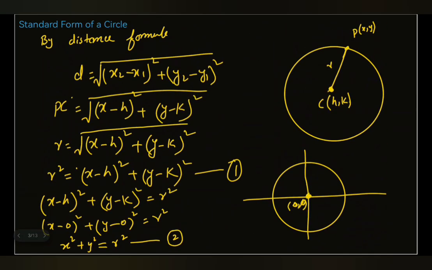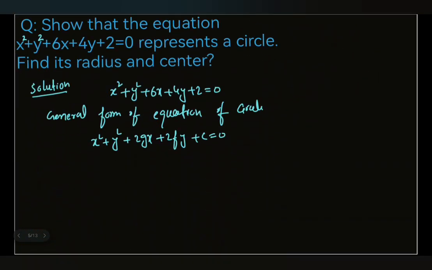For this type of question, we need the general form of equation of a circle. We convert the standard form of equation of a circle into general form to solve our problems very easily. So our question is x square plus y square plus 6x plus 4y plus 2 equal to 0. The general form of equation of circle is x square plus y square plus 2gx plus 2fy plus c equal to 0. And we already know that in general form its center is negative g and negative f, and its radius is the square root of g square plus f square minus c.